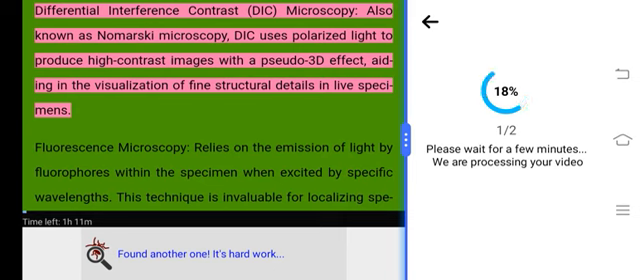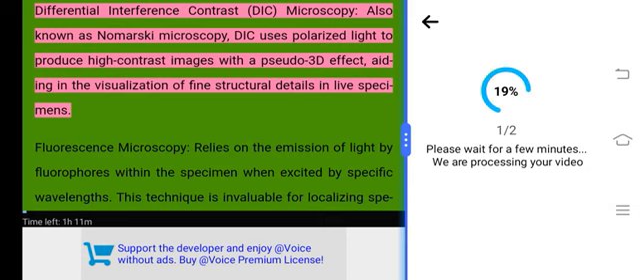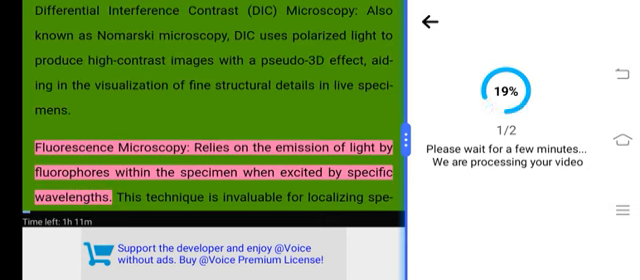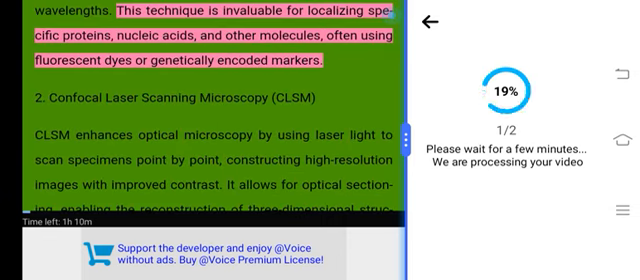Differential interference contrast (DIC) microscopy, also known as Nomarski microscopy, uses polarized light to produce high-contrast images with a pseudo-3D effect, aiding in the visualization of fine structural details in live specimens. Fluorescence microscopy relies on the emission of light by fluorophores within the specimen when excited by specific wavelengths. The technique is invaluable for localizing specific proteins, nucleic acids, and other molecules, often using fluorescent dyes or genetically encoded markers.